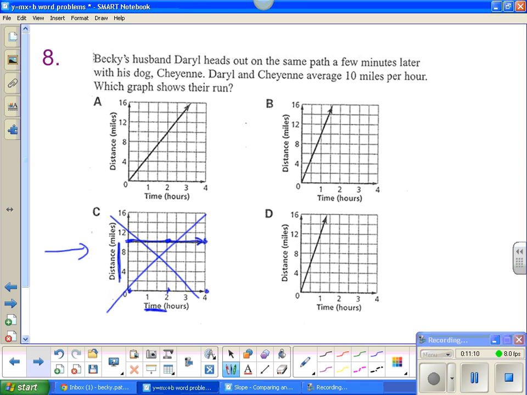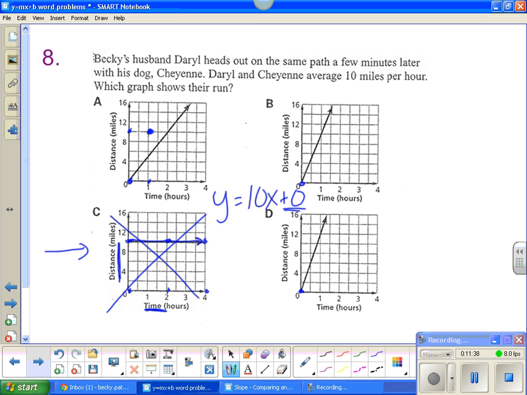All right, now they all start at 0 because he's starting 0 miles away from home, because he's starting at home. And I need to go 10 miles an hour, so it's y equals 10x plus 0 if you want to write it, but you don't have to put the plus 0 because they're starting at home. 10 miles an hour, so I need to go up 10, right 1. So up 10 would put me here, right 1 would put me there.